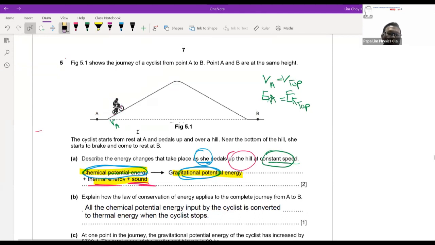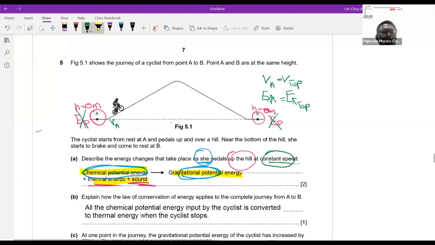Part B talks about the conservation of energy for journey A and B. Journey A is here, journey B is here. At one look, you will know that A and B are what we call the reference point, where the height is 0 meters. So we can deduce that the potential energy at both stages, A and B, is the same amount, which is 0.